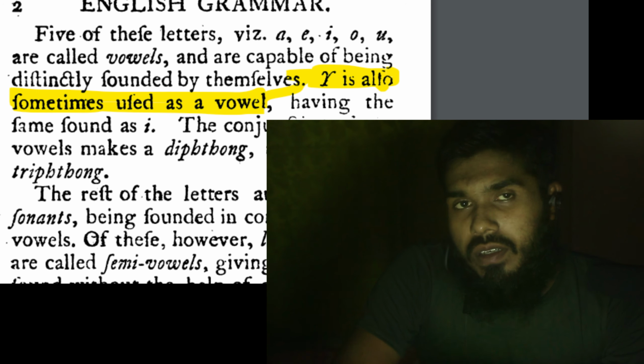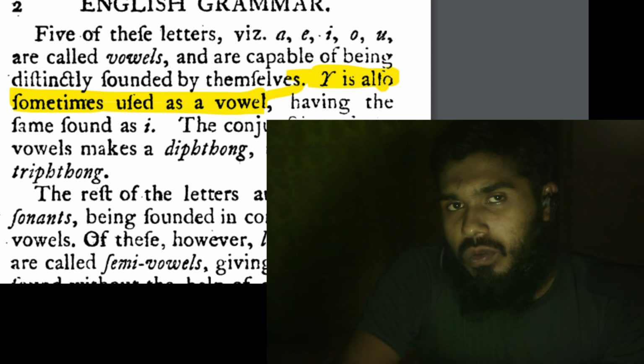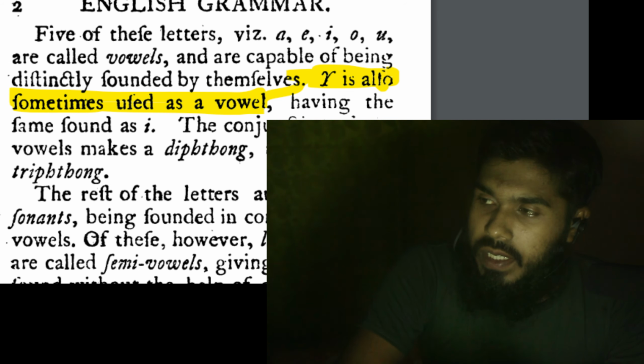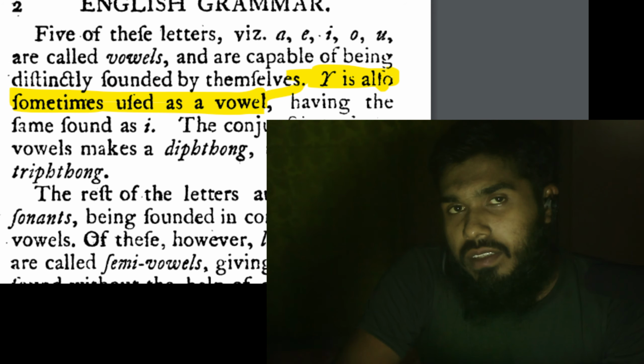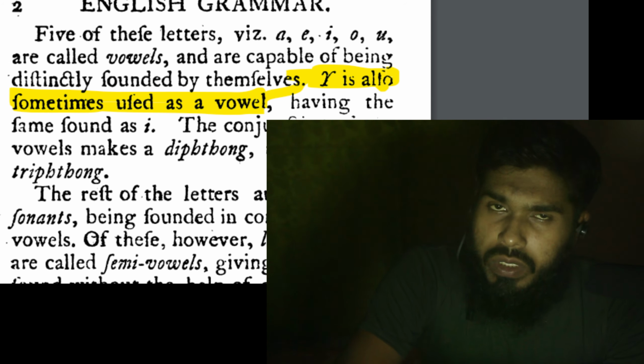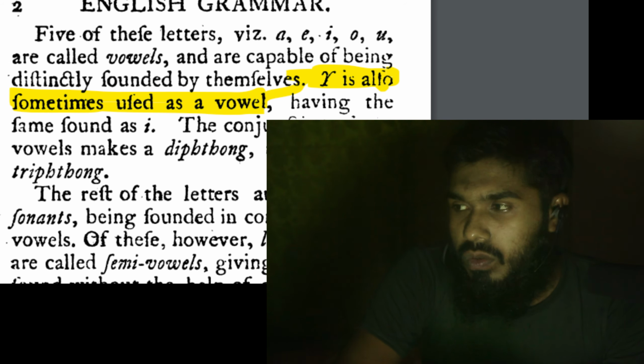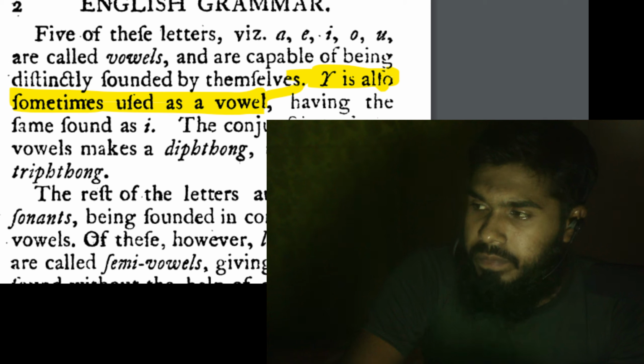Y as a vowel. We don't use Y as a vowel, but in this book it said that Y also can sometimes be used like a vowel. Normally we use A, E, I, O, U as the 5 normal vowels, but sometimes Y can be used like a vowel and have the same sound as I.